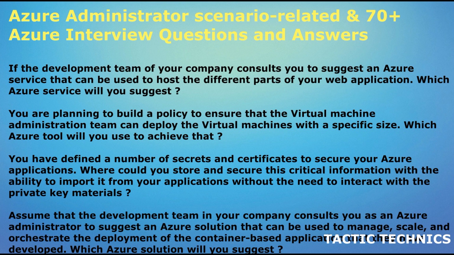Working as an Azure administrator, an engineer from the development team complains that one of their virtual machines was shut down yesterday without notifying them. Where should you look to identify who shut down that virtual machine? Look at the Azure activity logs. You are planning to build a policy to ensure that only the related team can deploy the virtual machines and configure them. Which Azure tool will you use to achieve that?